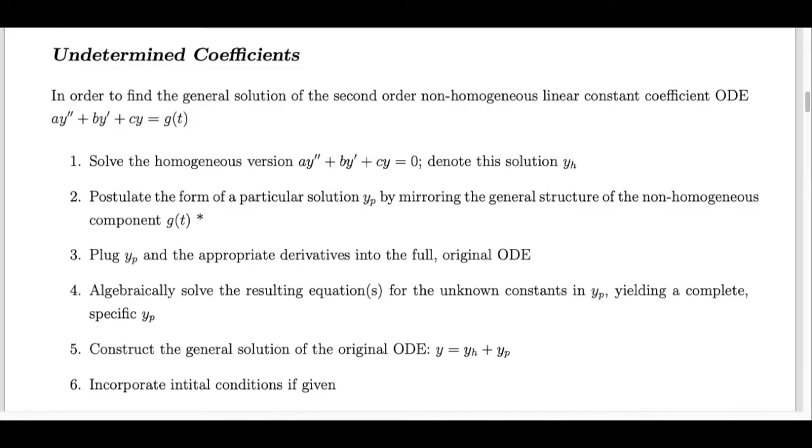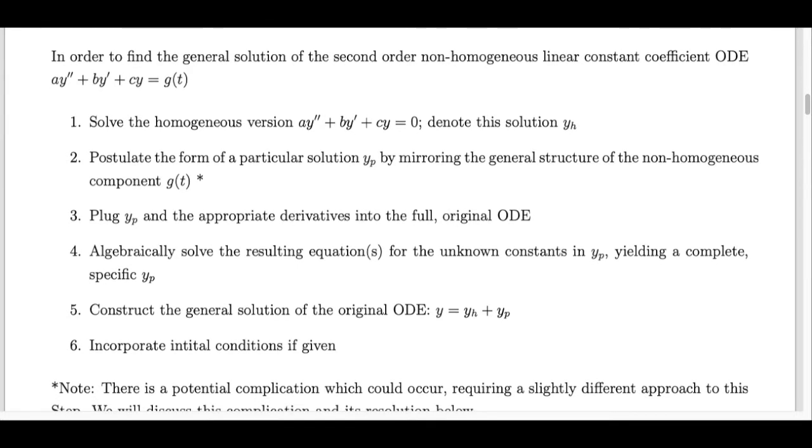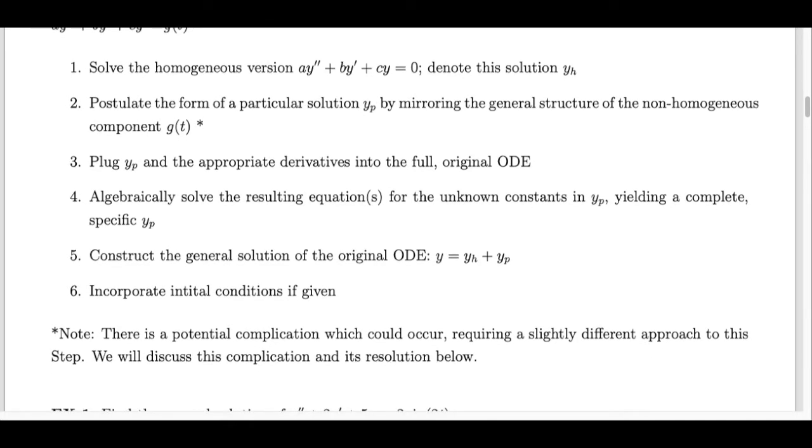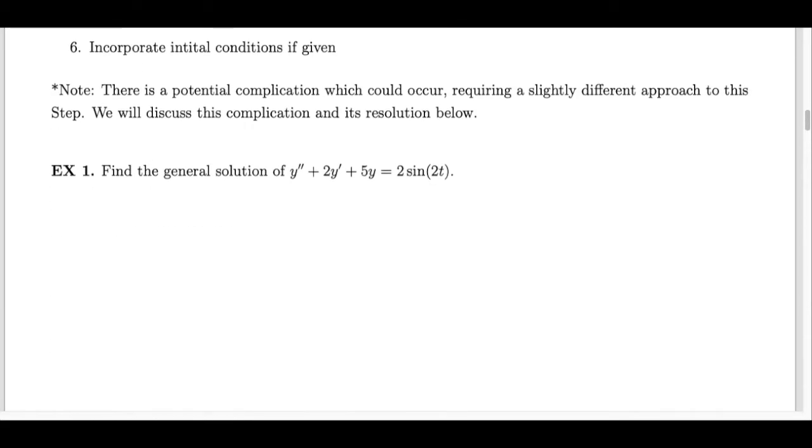I mentioned that step 2 can be kind of tricky, and I do have a little footnote here right away. That footnote, as explained down here, indicates that there's a potential complication which could occur based on our initial choice of y sub p, and that would require me to use a slightly different approach to step 2. We'll discuss this in some detail later in the notes. Let's go ahead and try out this method with an example.